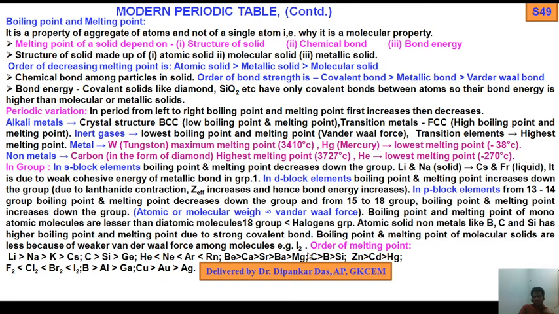As examples, order of melting point: lithium greater than sodium, greater than potassium, greater than cesium. Similarly, carbon greater than silicon, greater than germanium. Helium less than neon, less than argon, less than radon. Similarly, beryllium greater than calcium, strontium, barium, magnesium. Carbon greater than boron, greater than silicon. Zinc greater than cadmium, greater than mercury. Also F2 less than Cl2, less than Br2, less than I2, and boron greater than aluminium, greater than gallium, copper greater than barium, greater than silver. So these are the boiling point and melting point variations.